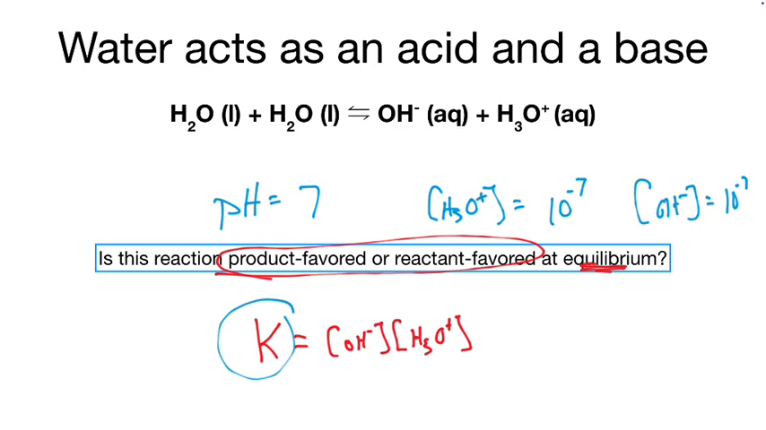What was the concentration of hydroxide? 10 to the negative 7. What was the H plus? 10 to the negative 7, which means my K is 10 to the negative 14. Is that a big K or a small K? That's a small K, which means the reaction is reactant favored. All of that stacks in.